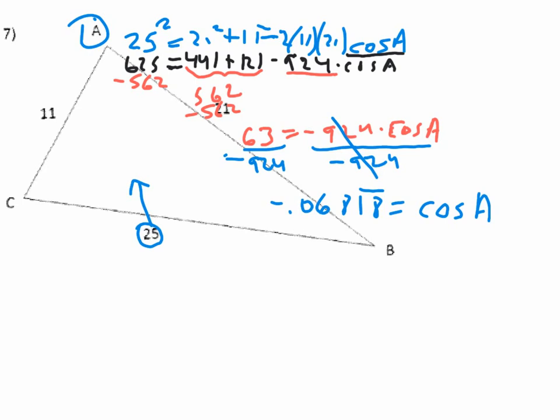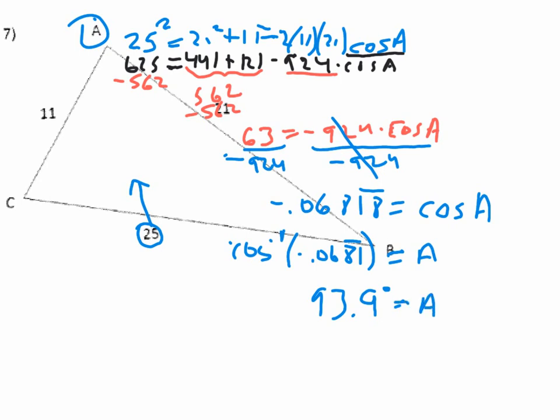Your next step, you'd say inverse cosine of the answer you just got. And that is inverse cosine of negative 0.0681, it's actually 81 repeating. And when you do it, you get 93.9 degrees. That's A. I'll use green to fill this in, just because it's a different color. 93.9. At this point, I would use law of sines.